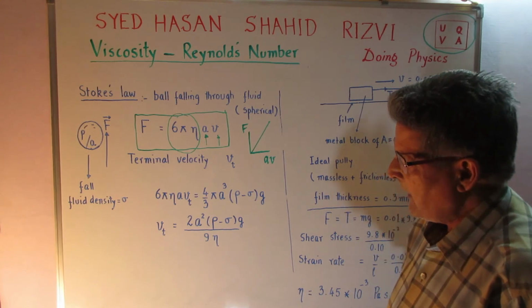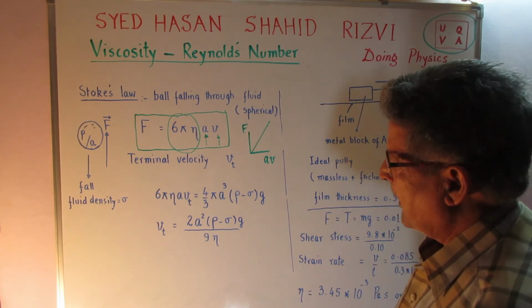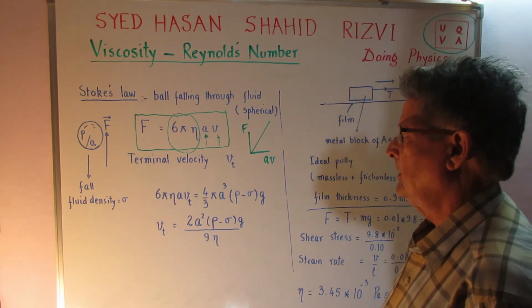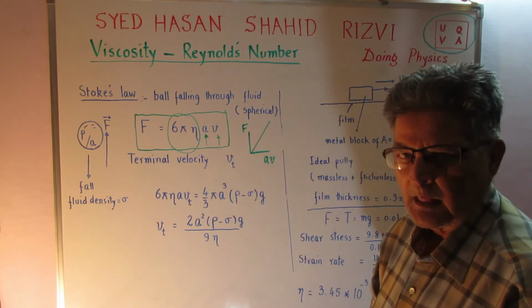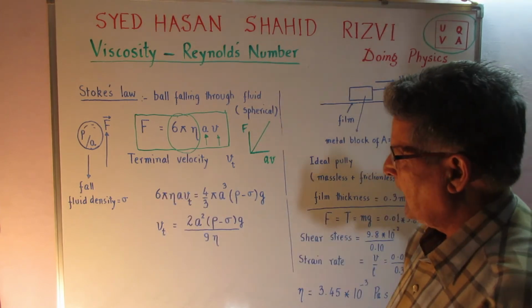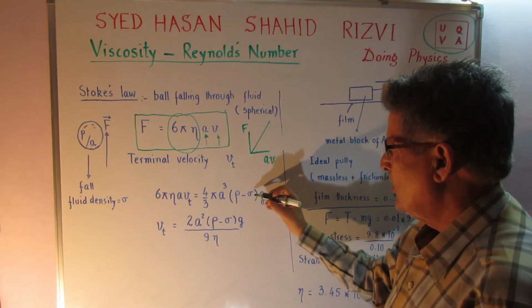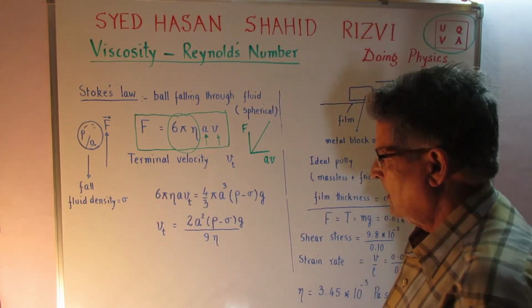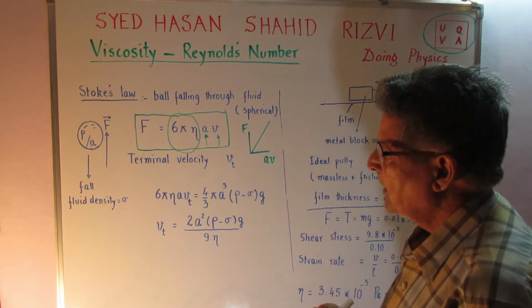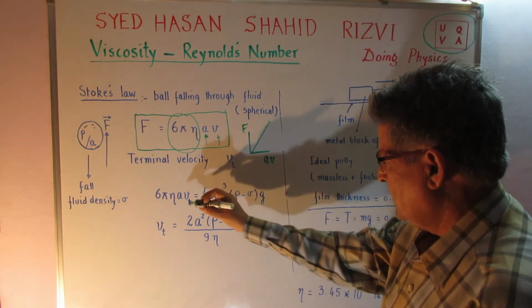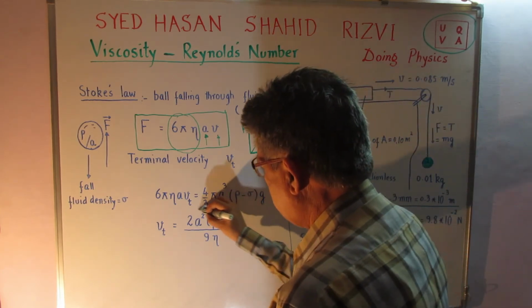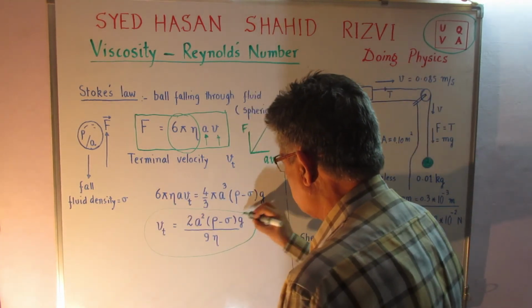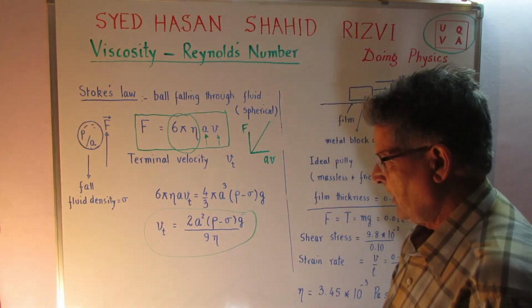Now, when the ball is falling through the liquid, the ball has a volume of 4 by 3 pi a cube, and will have rho minus sigma into G, and this will be equal to this thing, which gives us the equation which defines the terminal velocity.